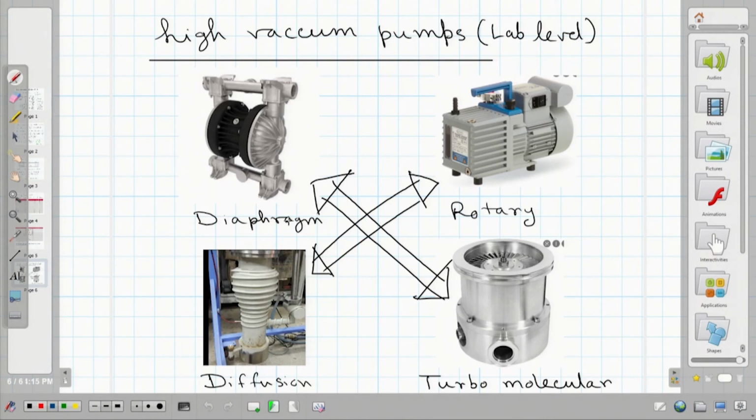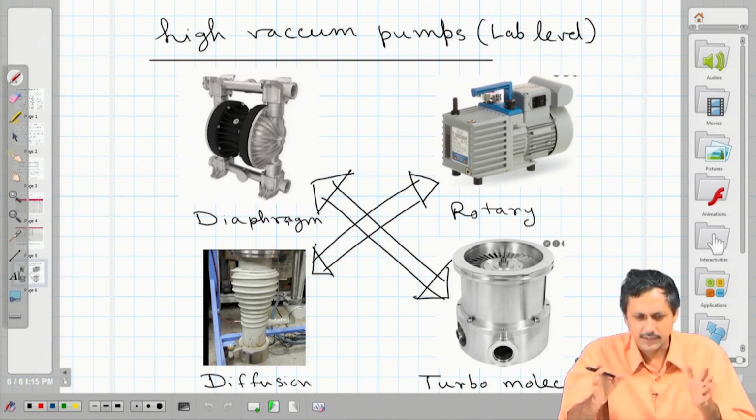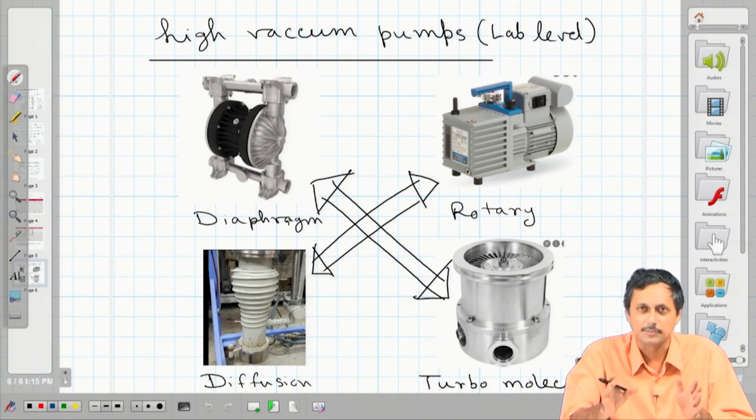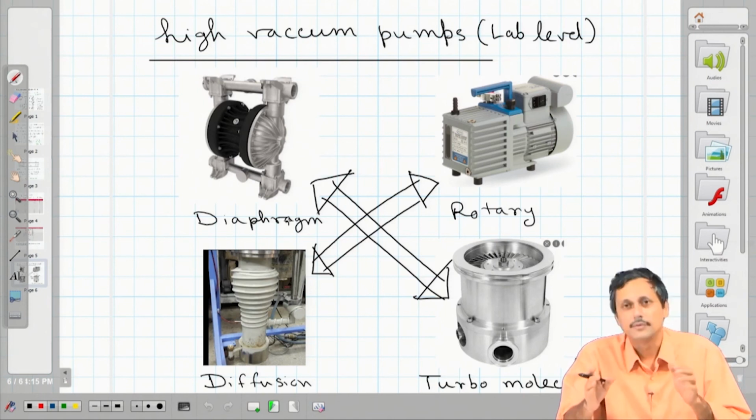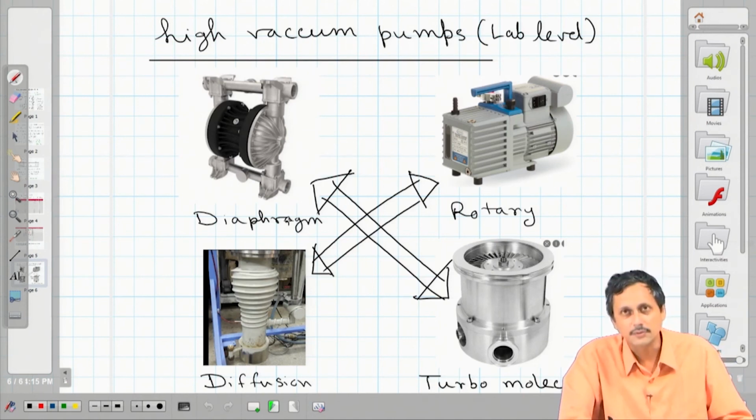Also, in some teaching labs, the rotary and diaphragm pumps are in use. So, probably if you are lucky enough, you will come across one of these pumps and you will know their usefulness, and from this lecture you will have an idea of the usefulness of these pumps and their typical working vacuum range.